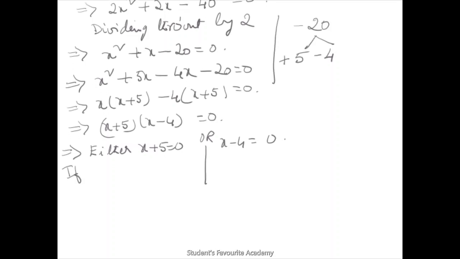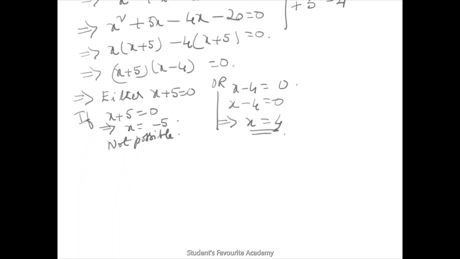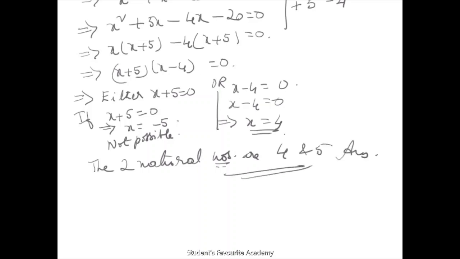Now if x plus 5 is equal to 0 implies x is equal to minus 5. Not possible because natural numbers cannot be negative. So x minus 4 is equal to 0 implies x is equal to 4. So the two natural numbers are 4 and 5, right? Now the next question.